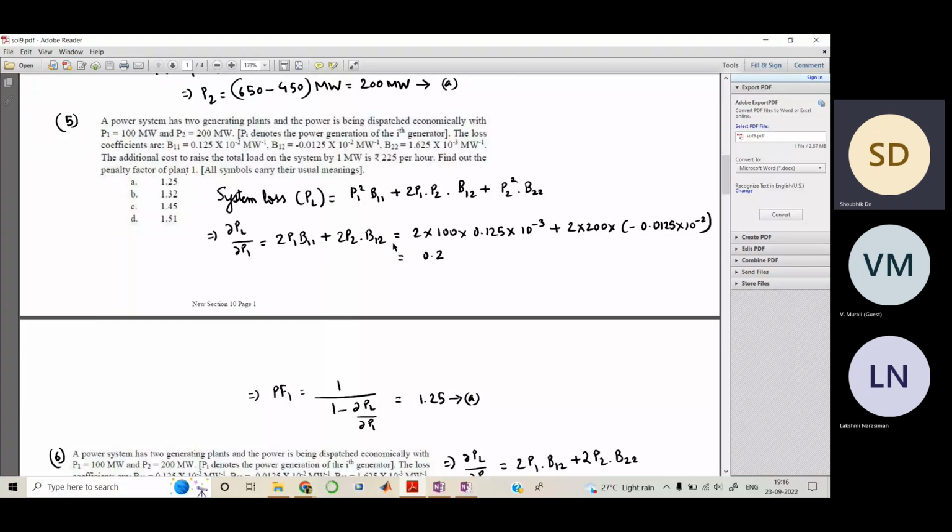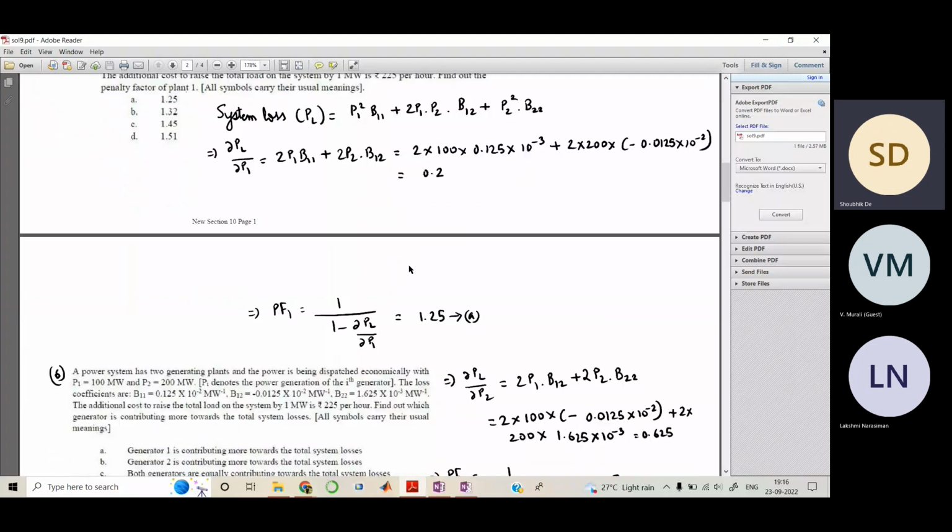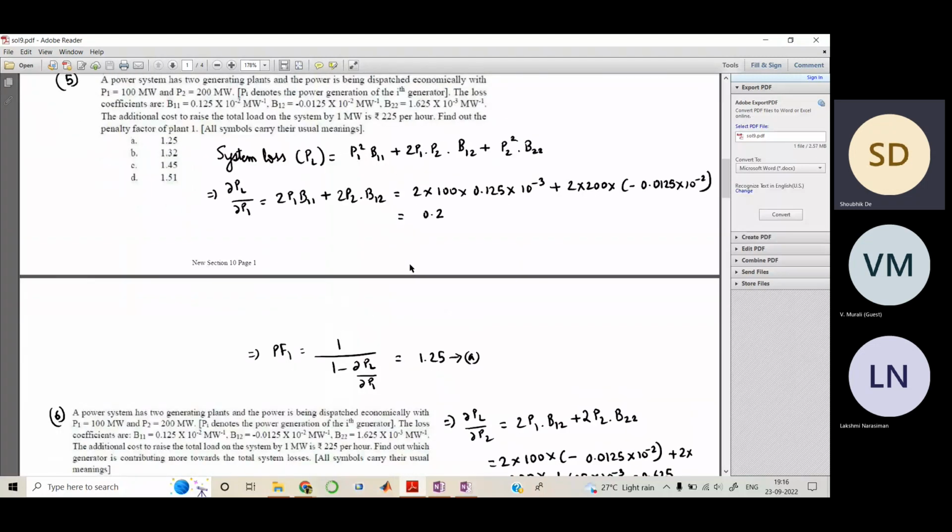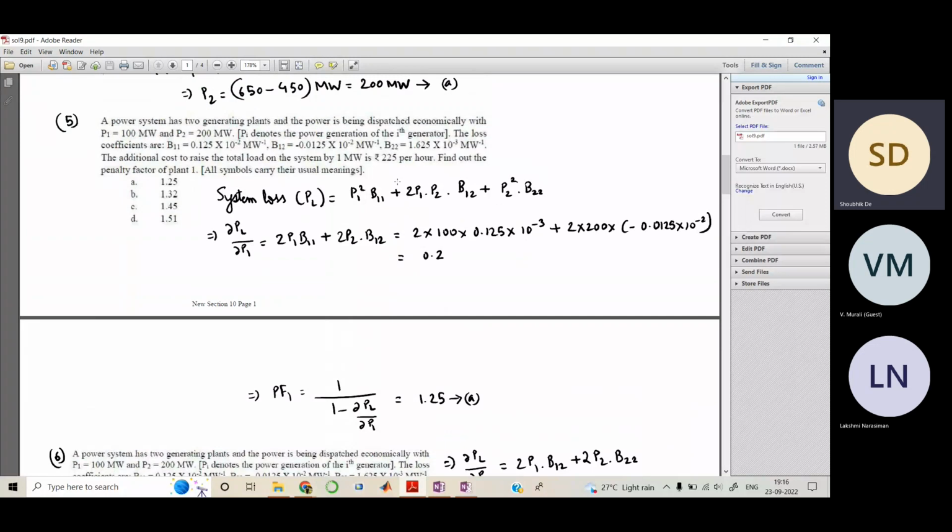So we get this and we know every parameter, right? P1 is known, B1 is known, P2, B12 is also known. So you get this and you finally determine this PF1, which comes out to be 1.25, which is your option number A. So this was problem number 5. I hope this was clear. Pretty simple problem, provided you know this formula and how we derive it.